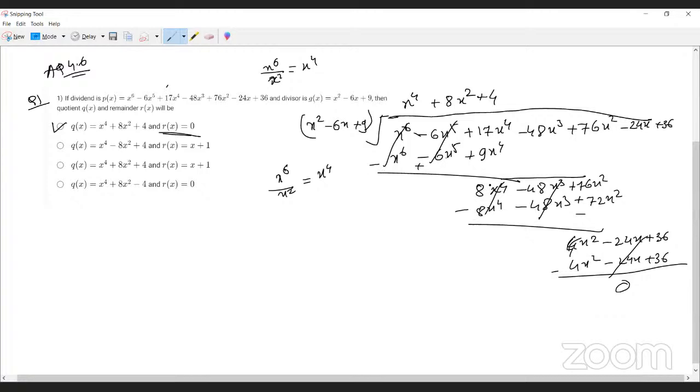Then we take the next term, 8x to the power 4. You have to take the coefficient also. Just simply divide it by the first term, that is x square. Here we'll get 8x square. So that's why I have taken 8x square, and again we multiply it with this divisor and then subtract it from this term. In this way we are following the steps. Okay, got it. Just follow this algorithm. You can divide any polynomial in this form.